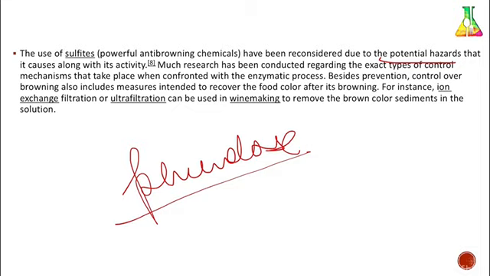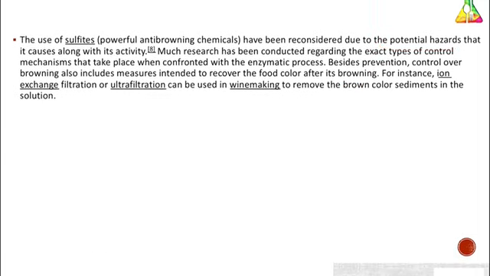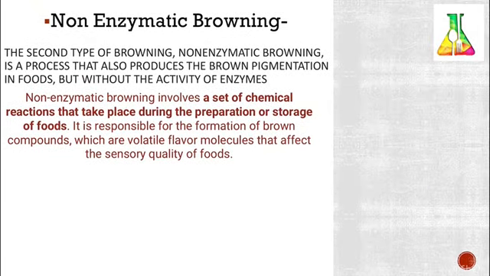They consume oxygen, so there is no oxygen left for the phenol to react with, and there will be no browning. They also destroy the browning activity of the enzyme, and either of them may be added to the product. So the browning can be stopped by these methods. Our next topic is non-enzymatic browning.